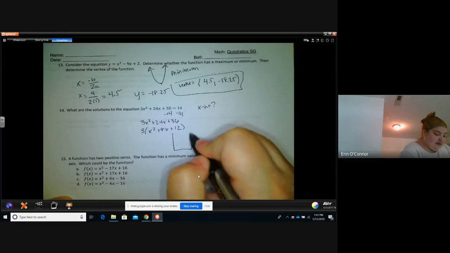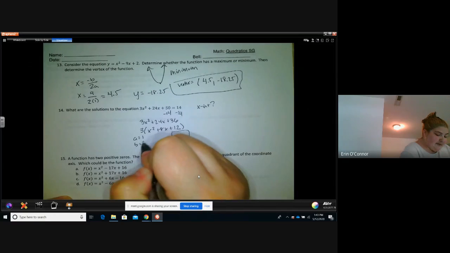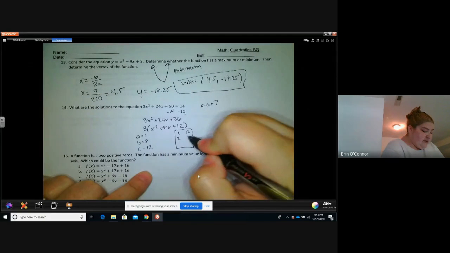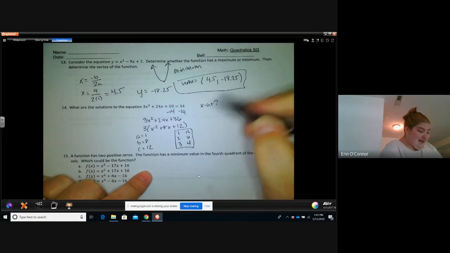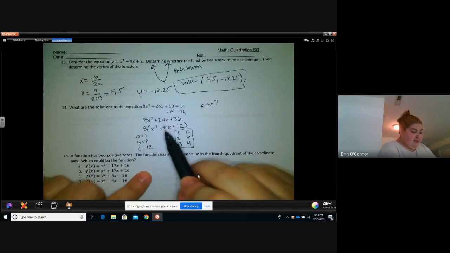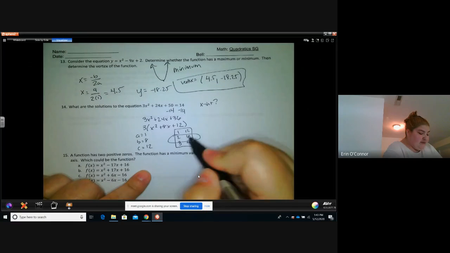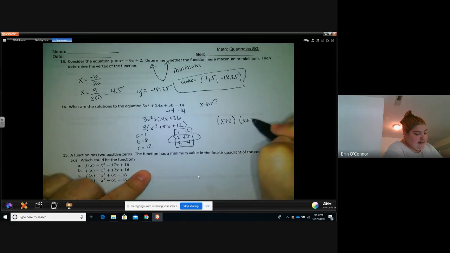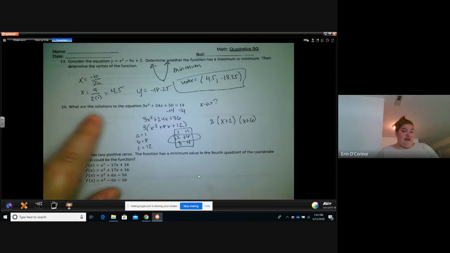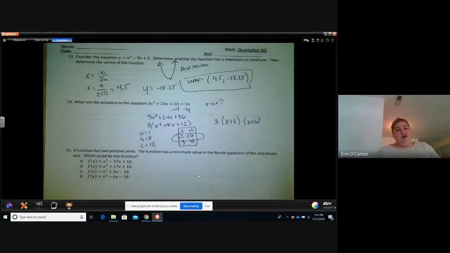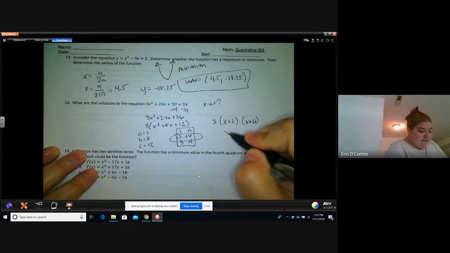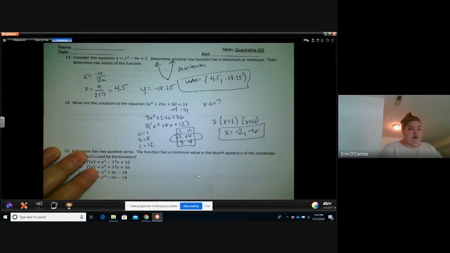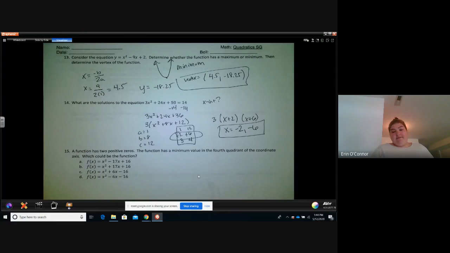Now I can do factors of 12 because a equals 1 now, b equals 8, and c equals 12. Factors of 12 are 1, 12, 2, 6, 3, 4. I need them to add to give me a +8, and be the same sign. So 2 and 6, they're both going to be positive. And I get x plus 2, x plus 6. Now, to find the solution, I do the opposite of those, or you can set them equal to 0. You're going to get the same answer, and you get -2, -6. Those are the solutions.